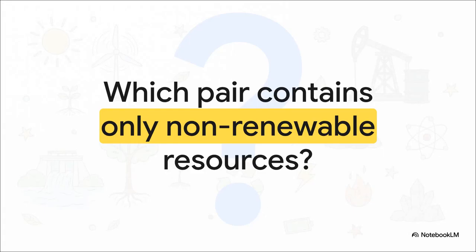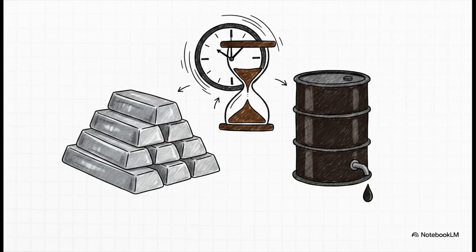Now, what's really interesting about this next one is testing your ability to spot combinations. Quick quiz 2. Which pair contains only non-renewable resources? A, air and water, B, plants and animals, C, tin and petroleum, or D, water and coal? Use that shortcut we talked about, scan for the instant eliminators, and the answer is C, tin and petroleum.